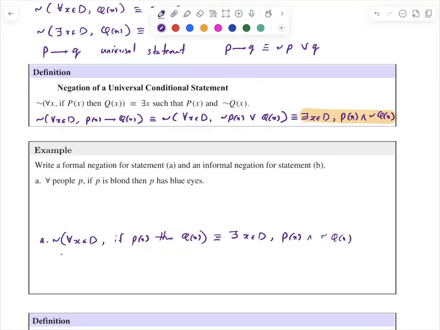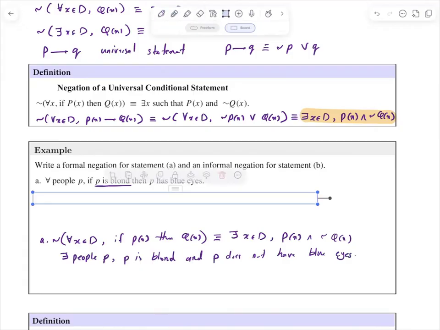So how do we write this down? We can say that, hey, there are some people, like P, such that P is blonde and P does not have blue eyes. Let's take a look at another example.